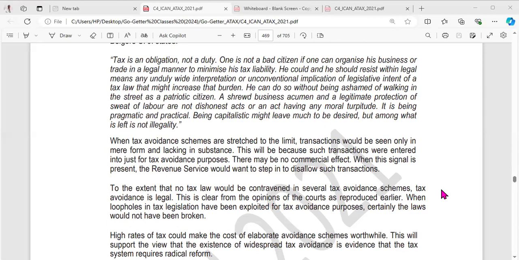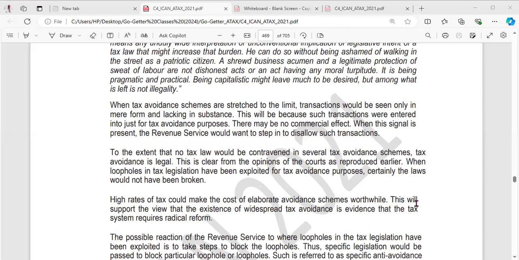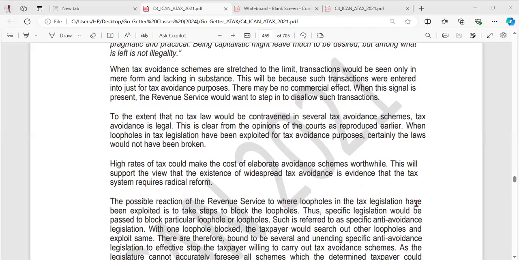All right. So now all your transactions will be seen as lacking substance. All of them are just entered into for the purpose of tax avoidance. There may be no commercial effect. And when that is done, this is a red flag for the revenue and they will disallow such transactions. To the extent that no tax law has been contravened in several tax avoidance schemes, tax avoidance is legal. But of course, tax evasion is not legal.